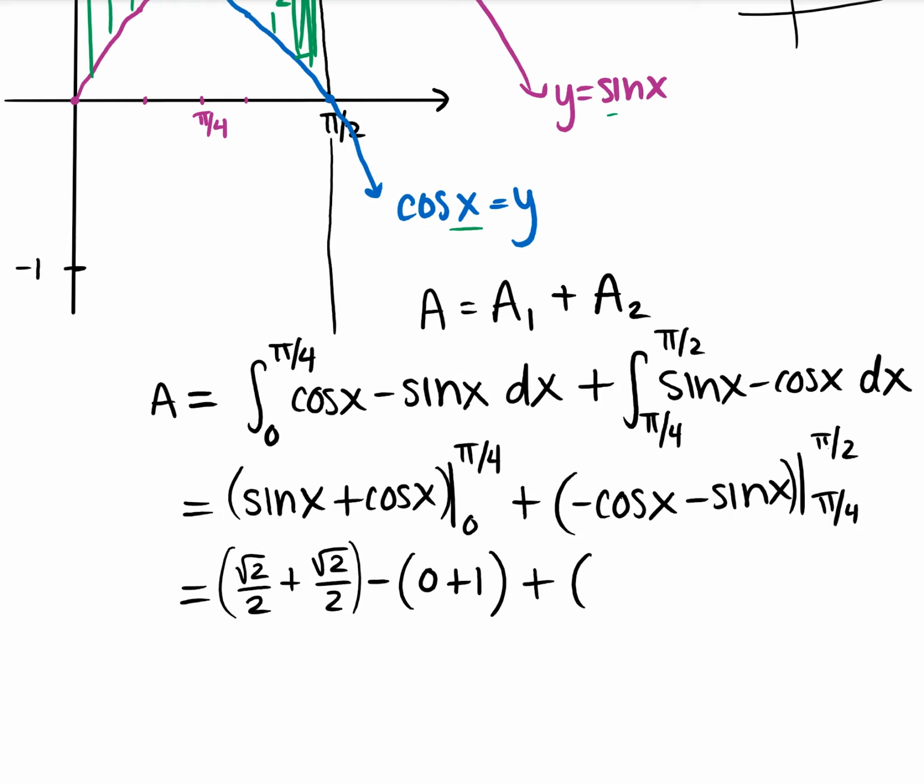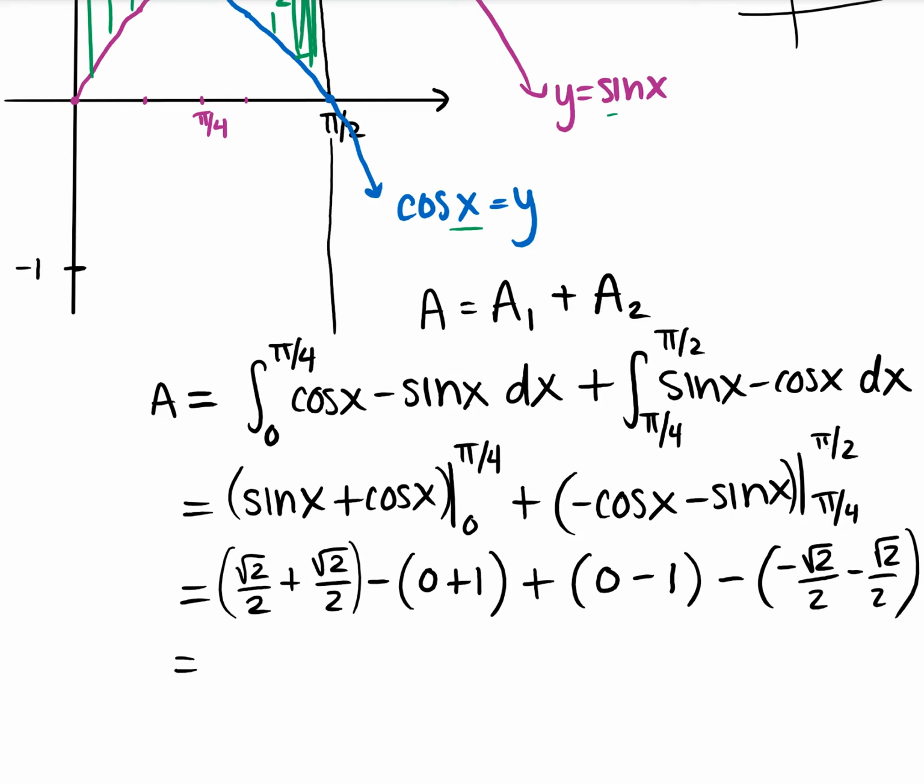Plus, let's put in pi over 2. Cosine of pi over 2 is 0. Negative, let's see, sine of pi over 2 is 1, so that's minus 1. Minus, and then of course if we put in pi over 4, we get root 2 over 2, root 2 over 2, right? So let's see what happens here.